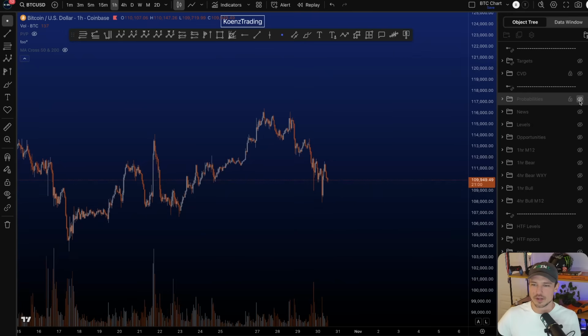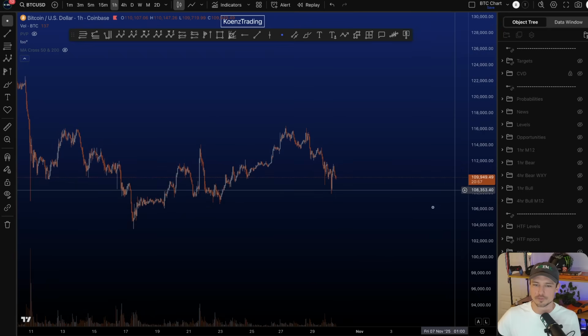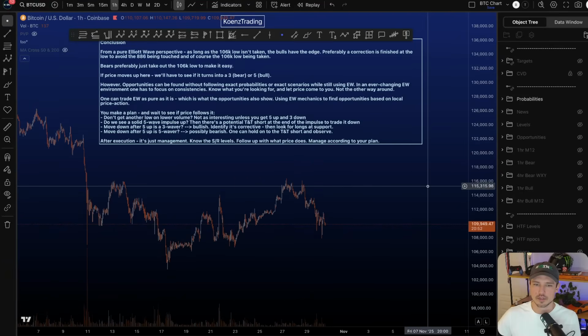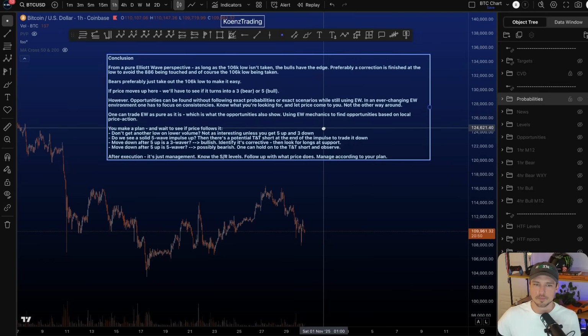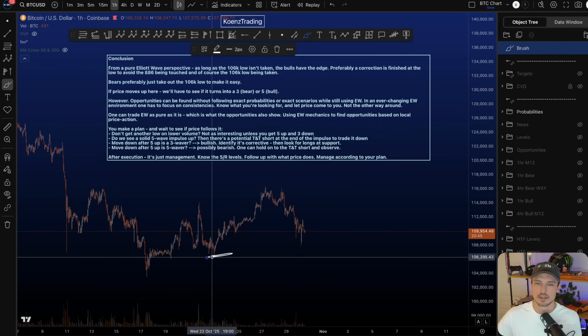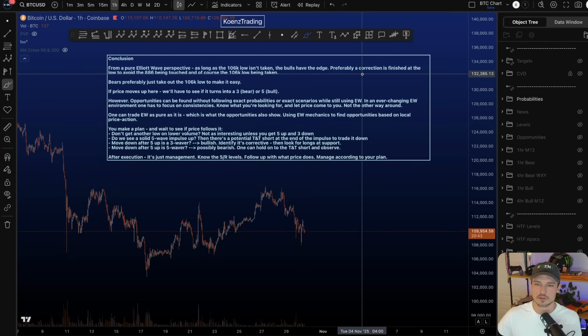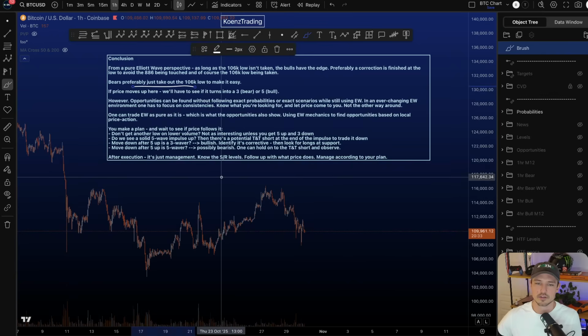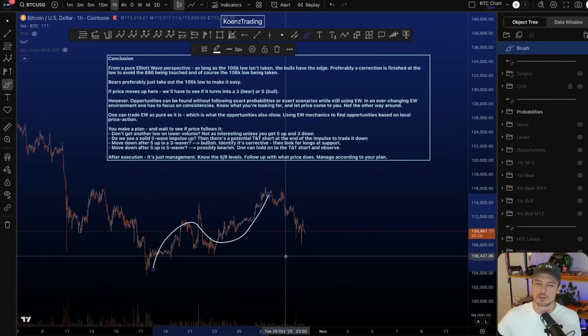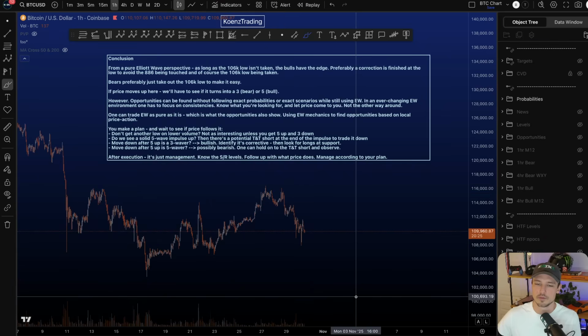Okay, then we get to probabilities, which is also the conclusion, which is a little bit of text. So, in a nutshell, conclusion. From a pure Elliott Wave perspective, as long as 106K, this low, is not taken, the bulls have the edge. Preferably a correction is finished at the low to avoid the 886 being touched, and of course the 106K low being taken. You don't want to see that taken if you're bullish. Bears preferably just take out 106K to make it easy. Take out this low, bulls are struggling because this becomes a 3. Increases probabilities to take the low.